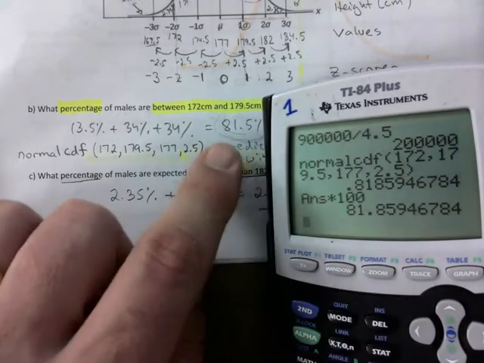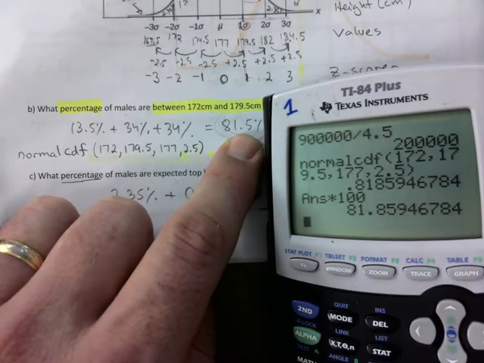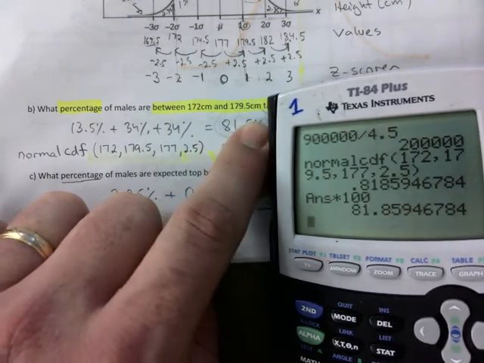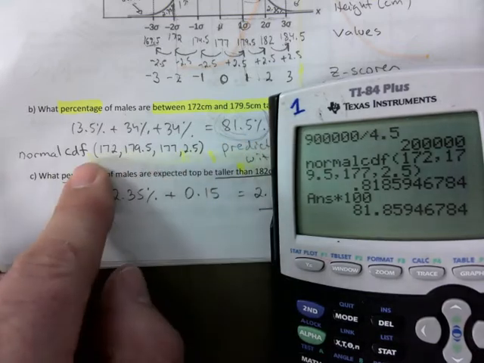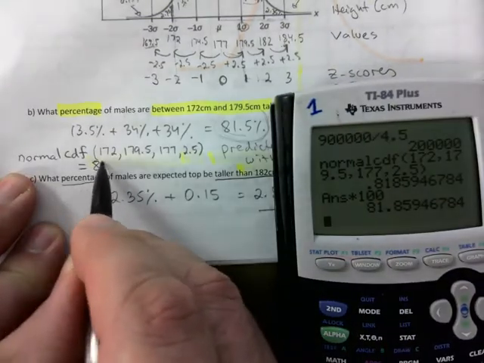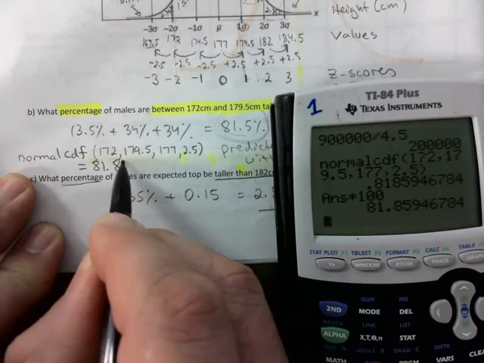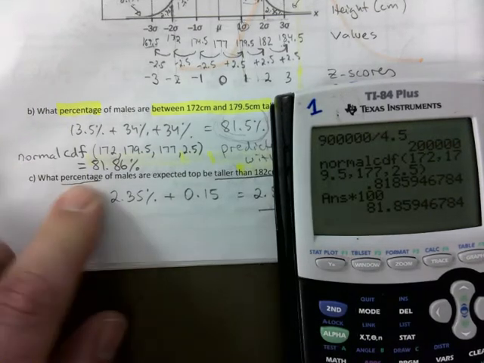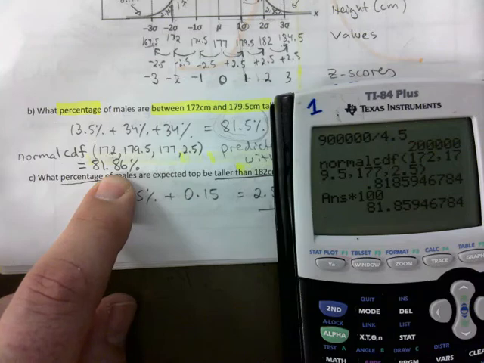81.86. And you're like, Mr. Dirksen, you told me it's 81.5. That is when we go by the graph and we're just estimating. This is exact. So we're going to put down 81.86%. Okay.